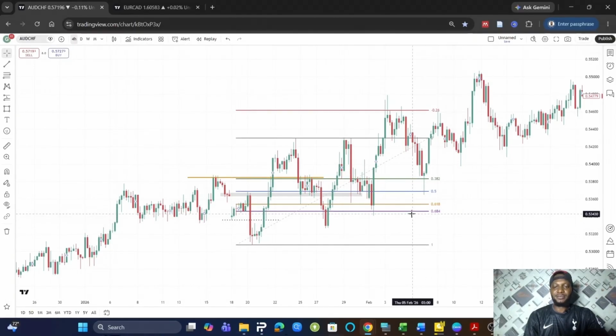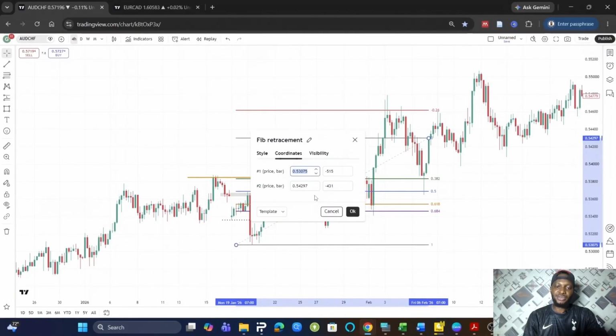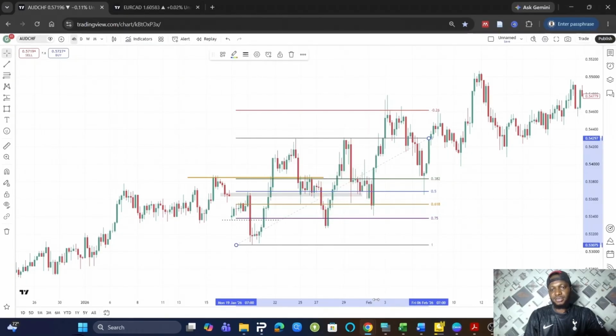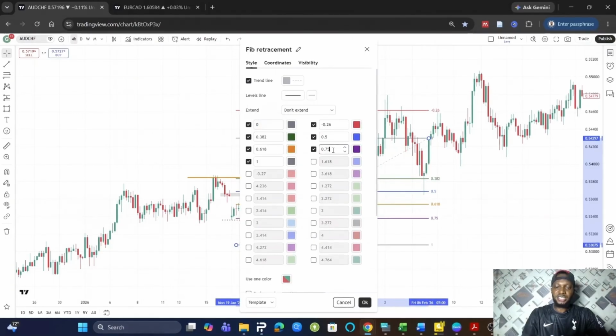It can be anything. Some people could change this level. Instead of 0.684, they could make it 0.75. If you make it 0.75, you will get a better risk to reward. Some people could make it 0.71, but I don't like making it. I like using 0.684.